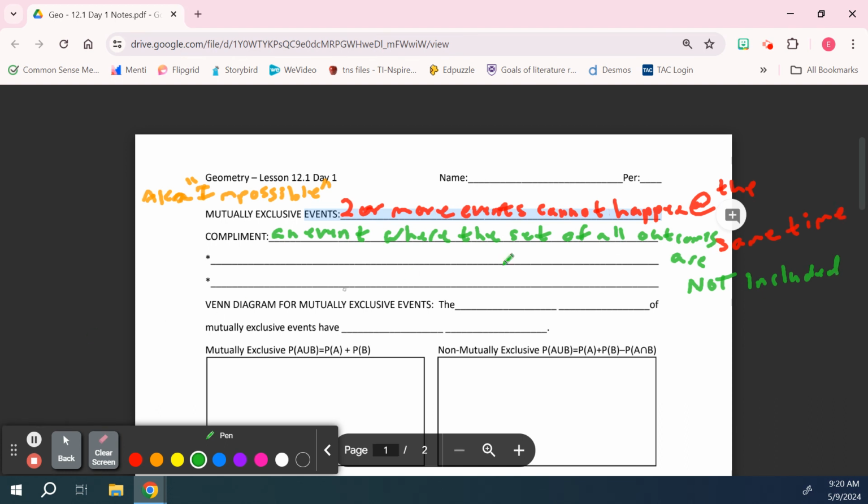So mutually exclusive means impossible events, or two or more events cannot happen at the same time. Complement is an event where the set of all outcomes are not included from the original set. Okay?